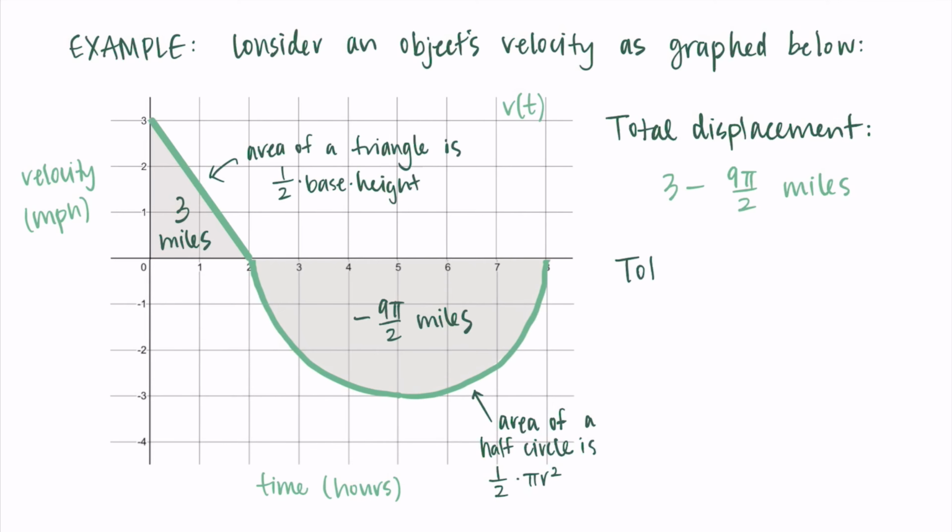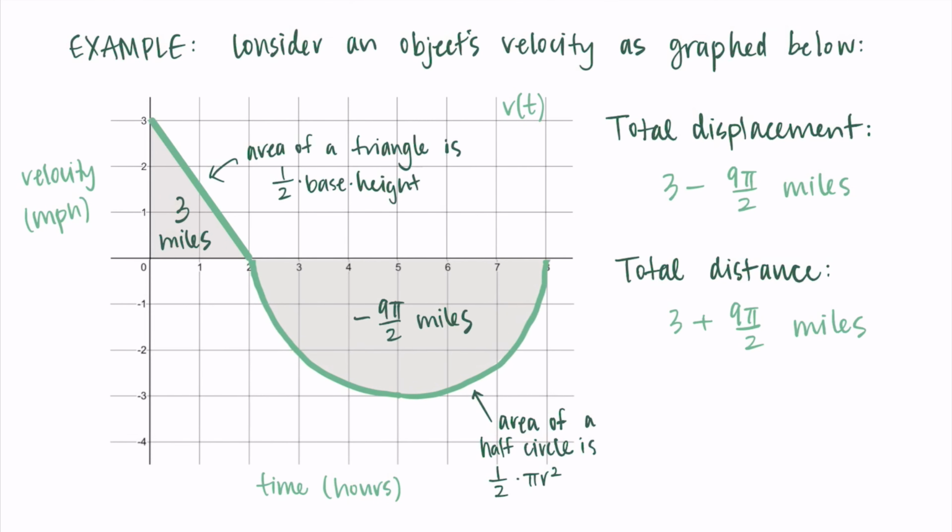Then for the total distance traveled, we want to consider all of the areas as positive, because we want to know the total amount of mileage covered from beginning to end, not just the difference in where it started to then where it ended up. So here we're going to use 3 plus 9 pi over 2 miles as the total distance traveled. Okay, so that's it for this example.